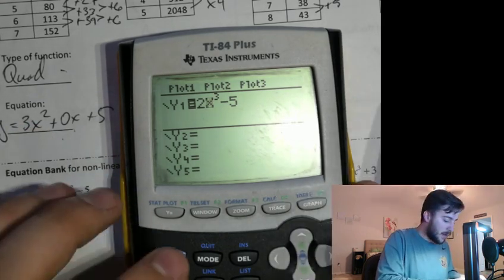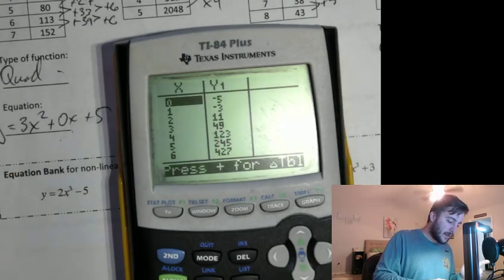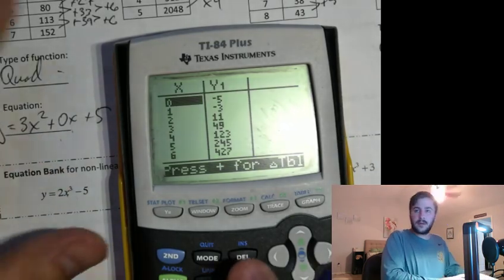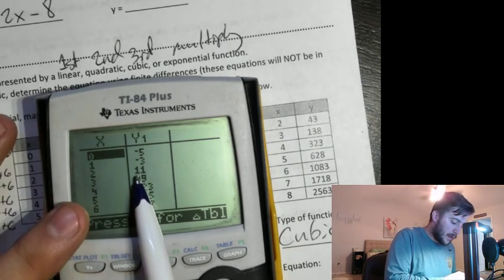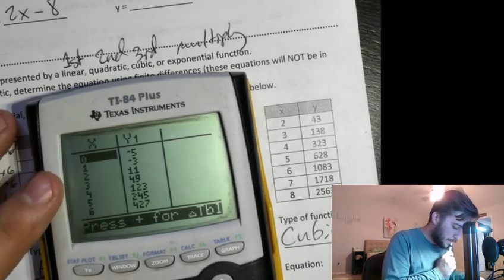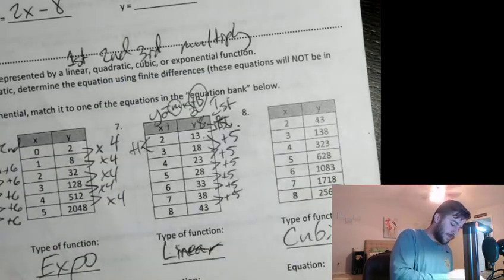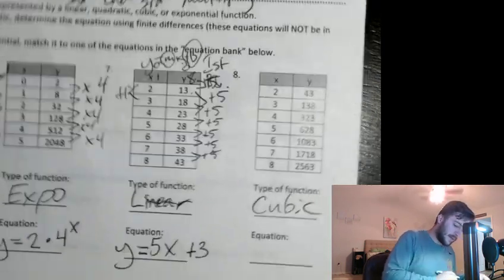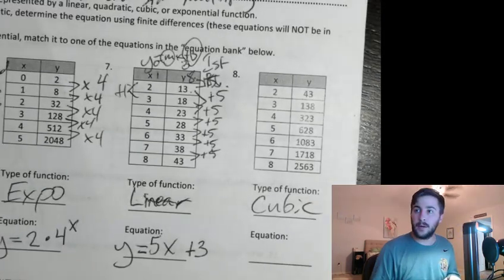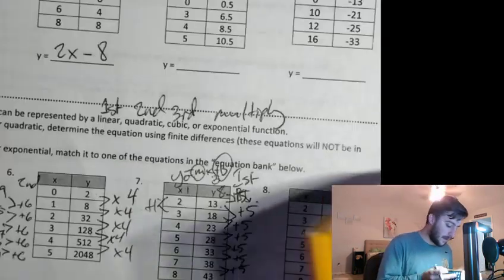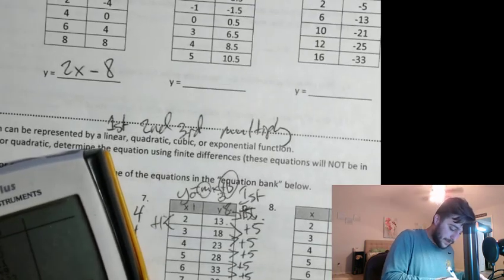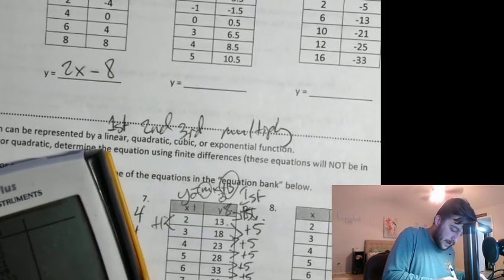Second graph. Let's look at those tables. Okay, we want to compare those tables over here. I got 2, 11. No bueno. Nope. That didn't happen. Wasn't that one. And we already got something that's wrong, something that didn't match. That only leaves one option: y equals 5x cubed plus 3.